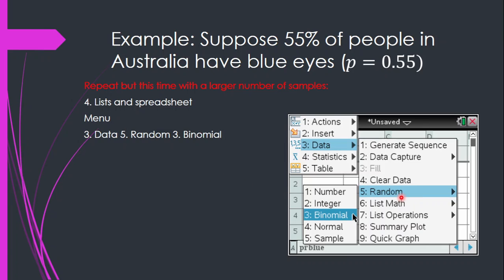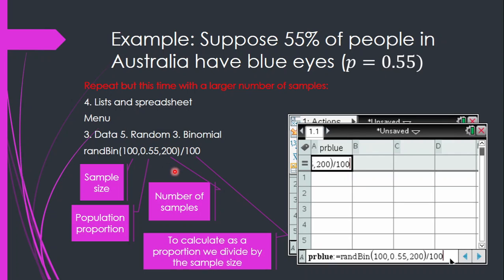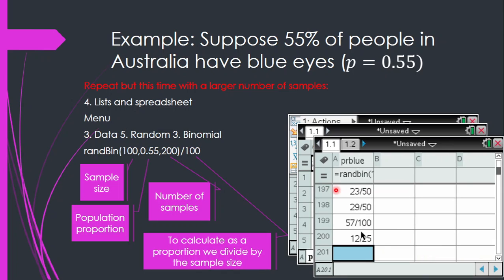Again, data, random, binomial. Here we're going to have the sample size again. So 100, we divide by 100 because it's a proportion. Your probability of your variable and the sample size here. We enter that in that cell. What you do is go back to that page, override the previous function and adjust accordingly by changing the number of samples here. You can see you have 200 rows, 200 values.